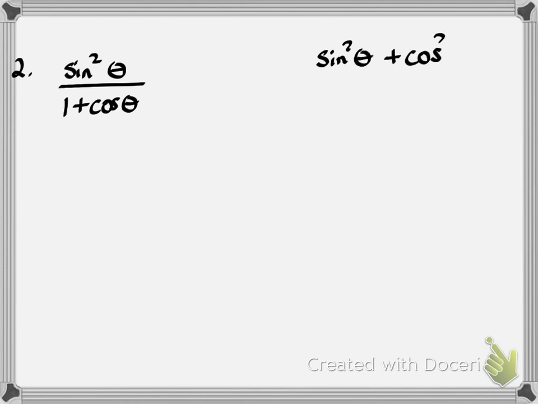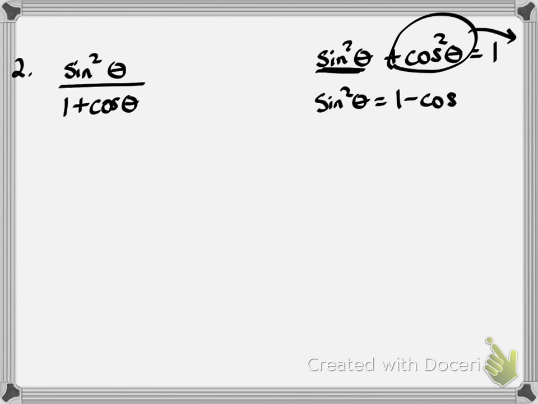Number 2, do I want to do that one? I think I do. It is sine squared theta over 1 plus cosine theta. Well, I'm again thinking of this Pythagorean identity. If I wanted to replace the numerator, if I wanted to replace this sine squared, then I need to kick this over to the other side. So sine squared theta is 1 minus cosine squared theta. So I'm going to replace the numerator with 1 minus cosine squared theta over 1 plus cosine theta.